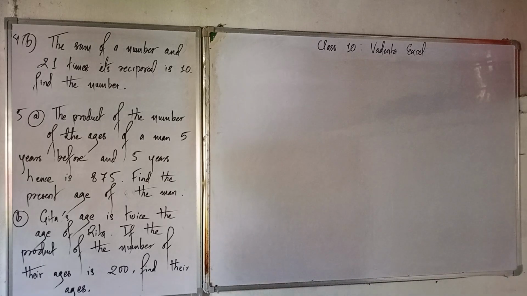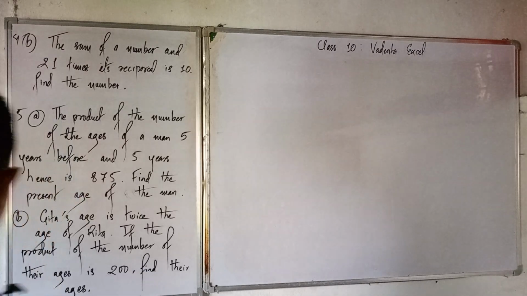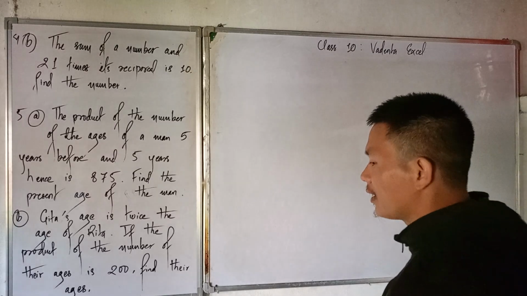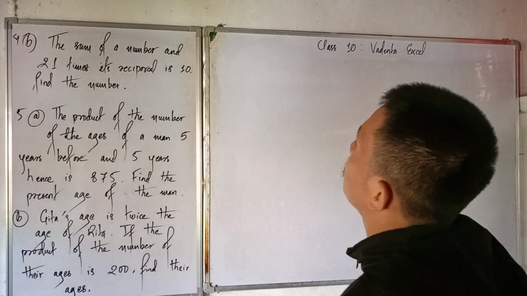Exercise 8.4, page number 183, and just flip the page back, 184. That consists of questions 5a and 5b. Okay, let's get into the questions now.